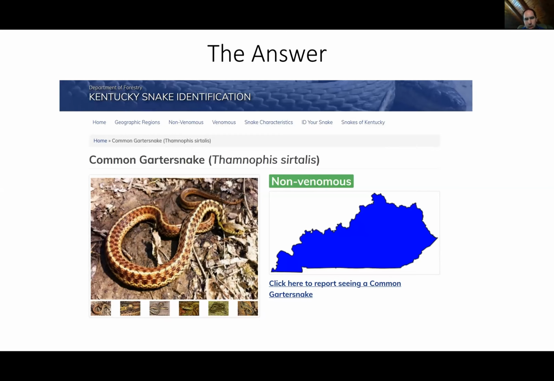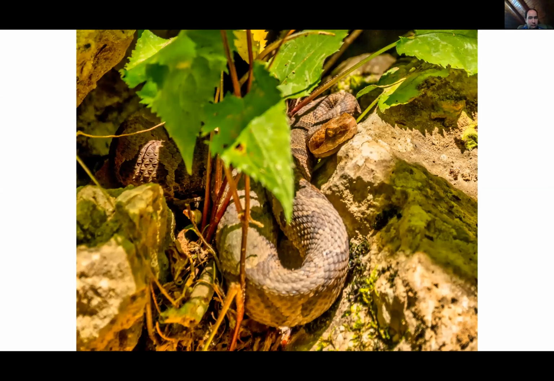So this is one that was actually submitted from the Daniel Boone at Red River Gorge. And it, I would say, is a pretty common way we end up seeing snakes, right? Sitting there curled up under a rock or under a log or some way that I was hoping you were going to walk by. So venomous or non-venomous, what do people think? Venomous. Venomous. Why?